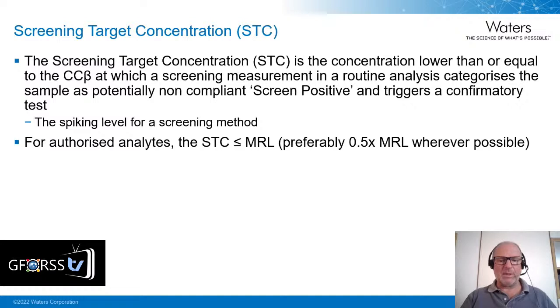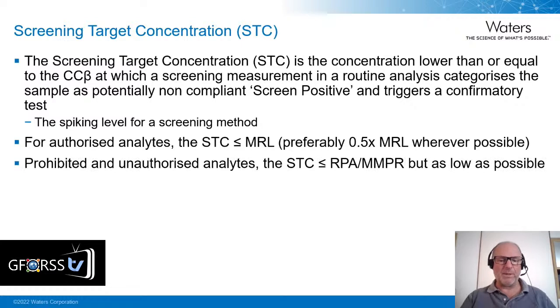For authorized substances, the STC must be less than or equal to the MRL, but really the desired STC for MRL compounds should be looking at about half the MRL where possible. For banned substances, the STC needs to be at least lower than or equal to the RPA, but really they need to be as low as possible.